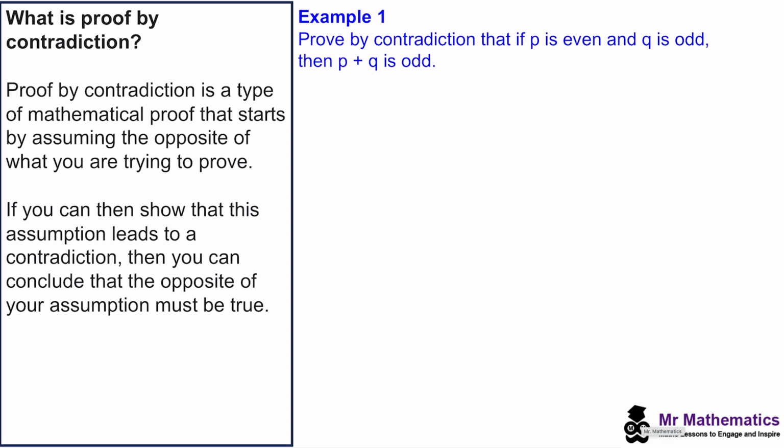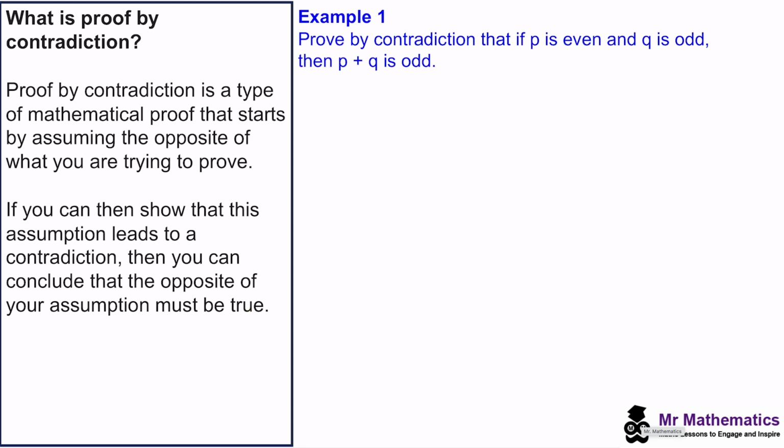So what is proof by contradiction? Well, proof by contradiction is a type of mathematical proof that starts by assuming the opposite of what you are trying to prove. If you can then show that this assumption leads to a contradiction, then you can conclude that the opposite of your assumption must be true.